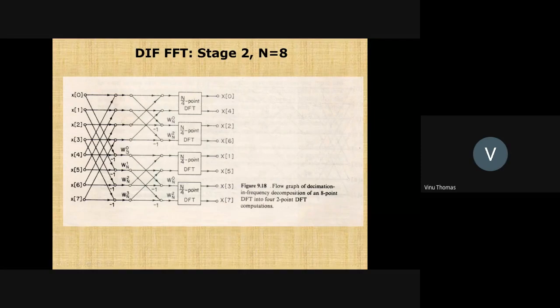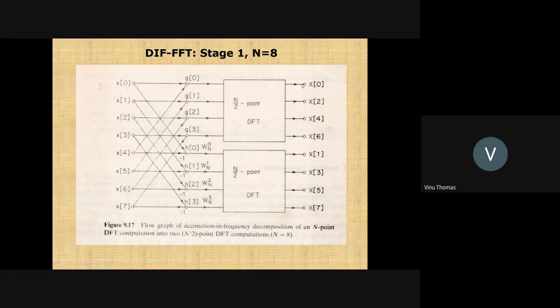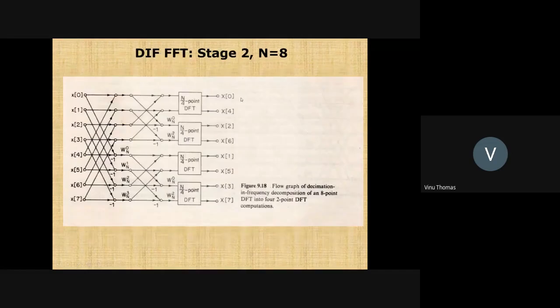So here you see that they differ by a factor of 1. So W index is 0, 1, 2, 3. So here they differ by a factor of 2. W index is 0, W index is 2. Is it clear? So here you have an n by 4 point DFT that gives you the even samples of this 4-point sequence. What are the even samples? X of 0, X of 4. So X of 0, X of 4. Here you have X of 2, X of 6. And this is X of 1, X of 5. And this is X of 3, X of 7.